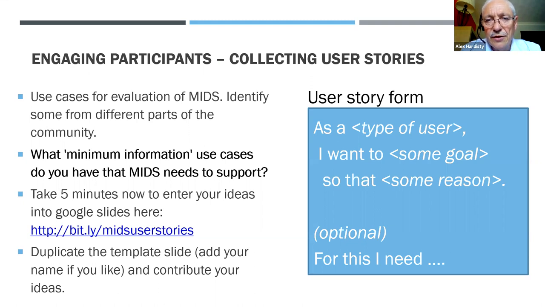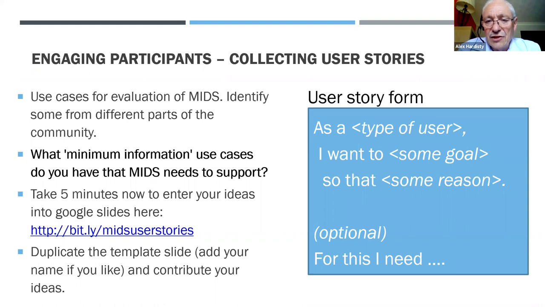Comments in the chat show that there are differences between different parts of the community in terms of needs for minimum information. So we may need to make sure we capture user stories for that. The question really is, what are the minimum information use cases that you have that this MIDS standard needs to support? And if you're not familiar with this idea of a user story, you can see it illustrated on the right-hand side there as an outline. It has this form: as a something, I want to achieve something so that I can do something.